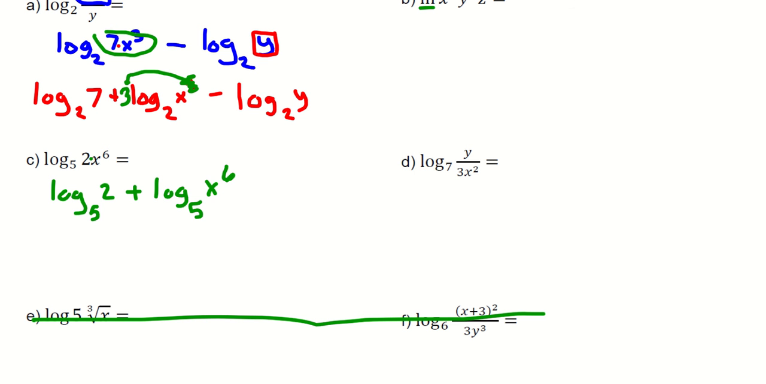And then we're still not done, so we separated the multiplication to addition, but we have this little exponent here. So we're going to throw that up to the front. And so the final answer would be log base 5 of 2, plus 6 log base 5 of x.